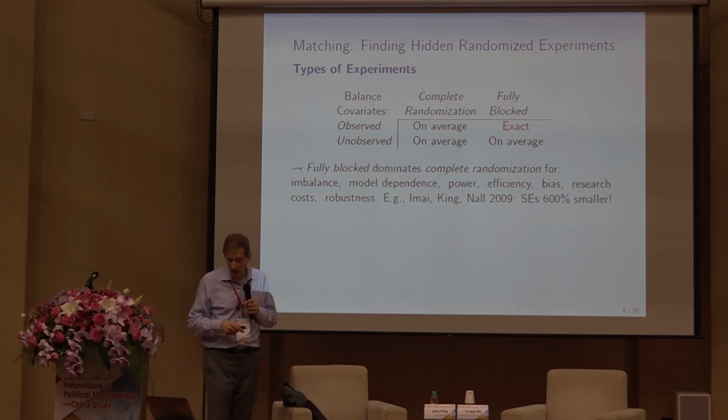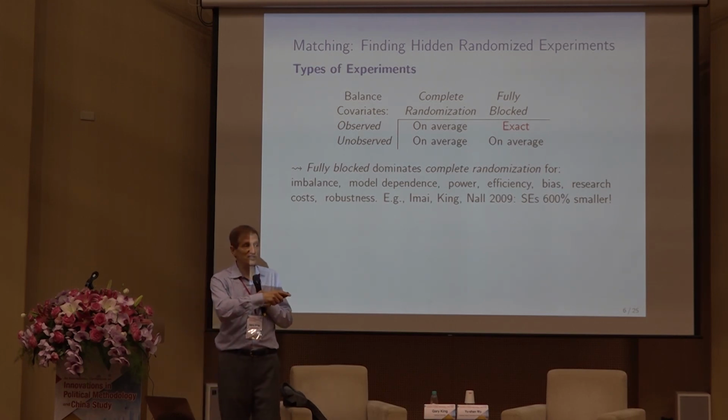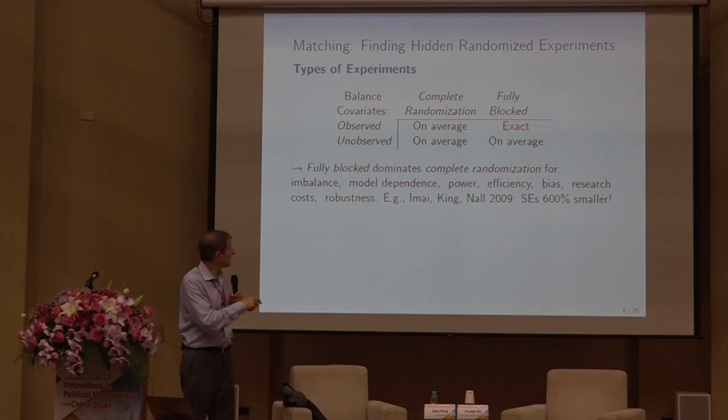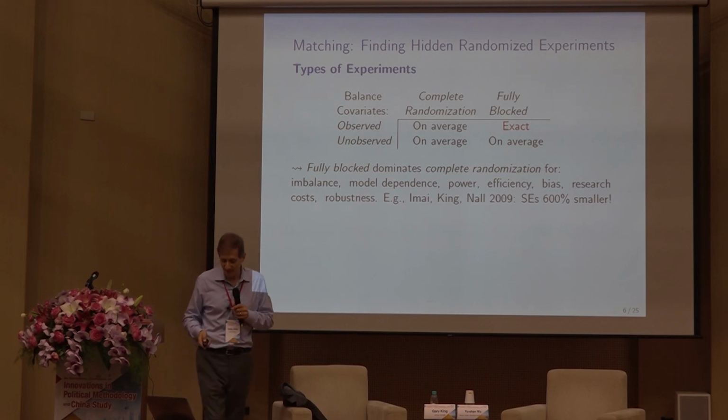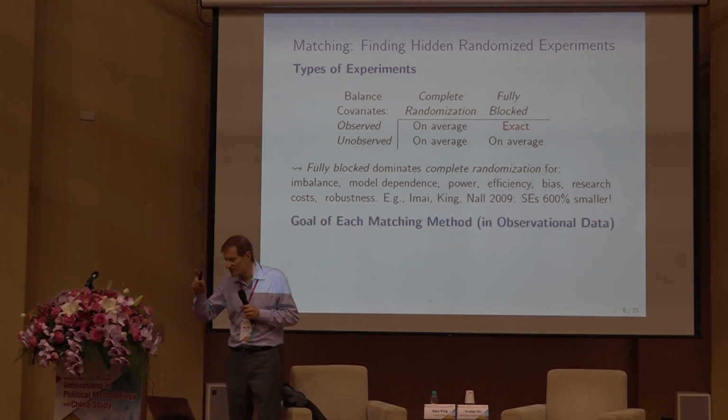This is a paper in which I described the experiment we ran in Mexico, and we were able to estimate how big the standard errors would be under these two designs. The standard errors were as much as 600% smaller with the matched pair experiment than with the randomized experiment. So it's way better to do that. Okay. All right, so that's the experiments.